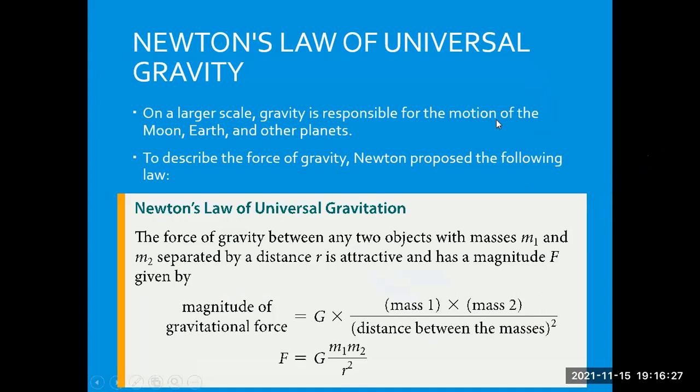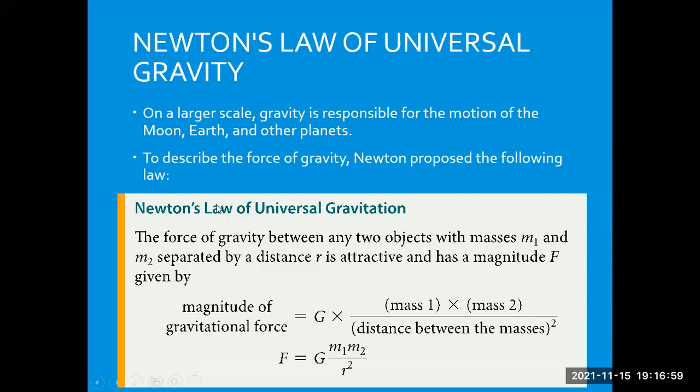Then the Newton's law of universal gravity: on a larger scale, the gravity is responsible for the motion of the moon, the earth, and the other planets. To describe the force of gravity, Newton proposed the following law, the Newton law of universal gravitation. Sabi dito, the force of gravity between any two objects with mass 1 and mass 2 separated by the distance is attractive and has the magnitude given by.